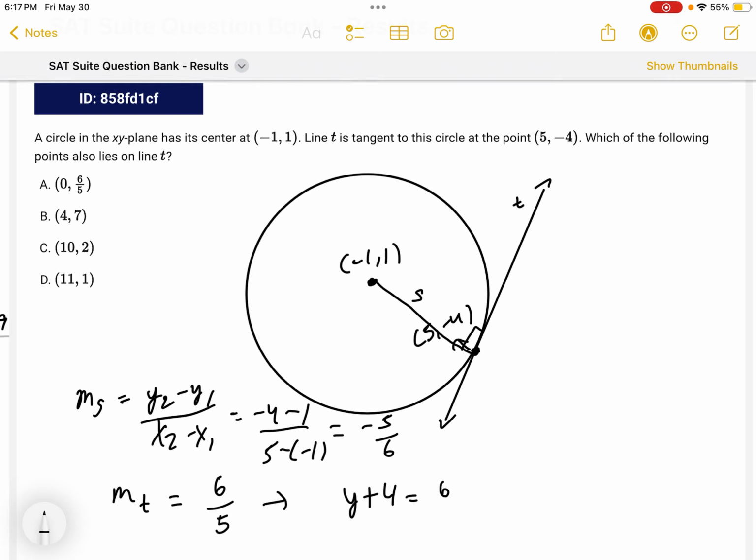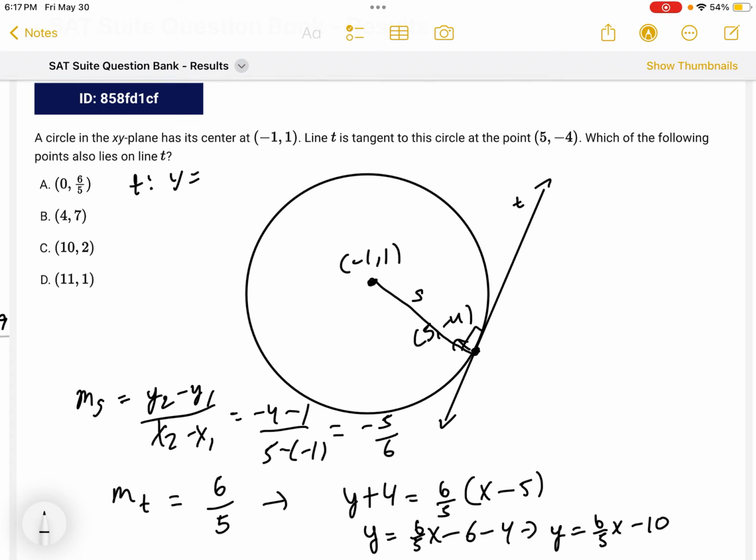Right, using the point-slope form for a line, we get this equation for line T: y plus 4 is equal to 6/5 times (x minus 5). Isolating y, we get y equals 6/5 x minus 6 minus 4, which means that the equation for line T is y equals 6/5 x minus 10. Now we just have to find out which one of these points passes through it.